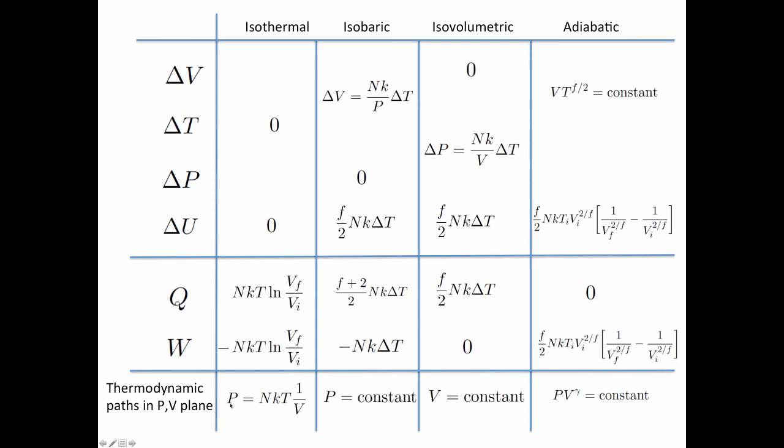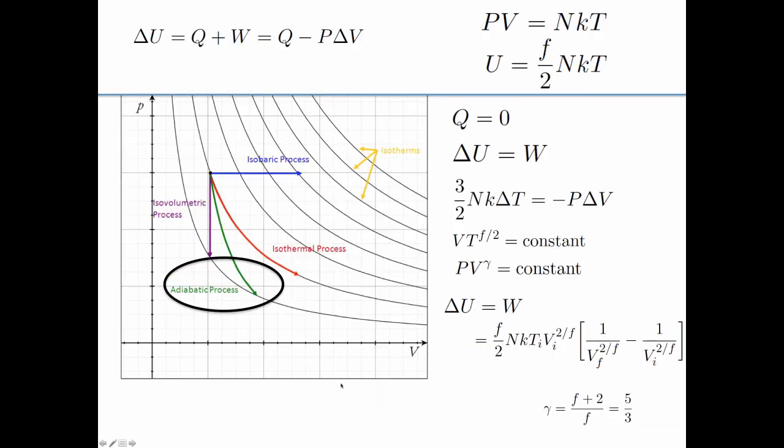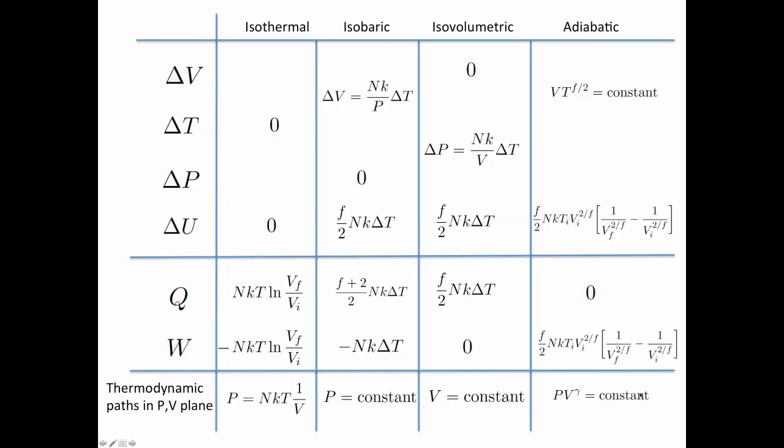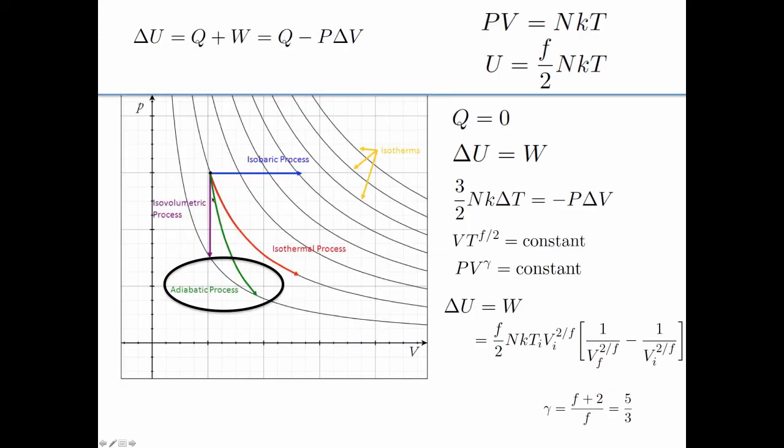For isothermal, pressure is equal to a constant divided by volume. That gives you these black curves here. For isobaric processes, pressure is constant, so that gives you the horizontal lines. For isovolumetric processes, the volume is constant, that gives you the vertical lines. And for adiabatic processes, the pressure times volume to the power of gamma is equal to a constant. So pressure in this case is equal to a constant divided by V to the gamma. Contrast that with isothermal processes, when pressure is equal to a constant just divided by volume. This gives rise to these steeper curves that are called adiabats.